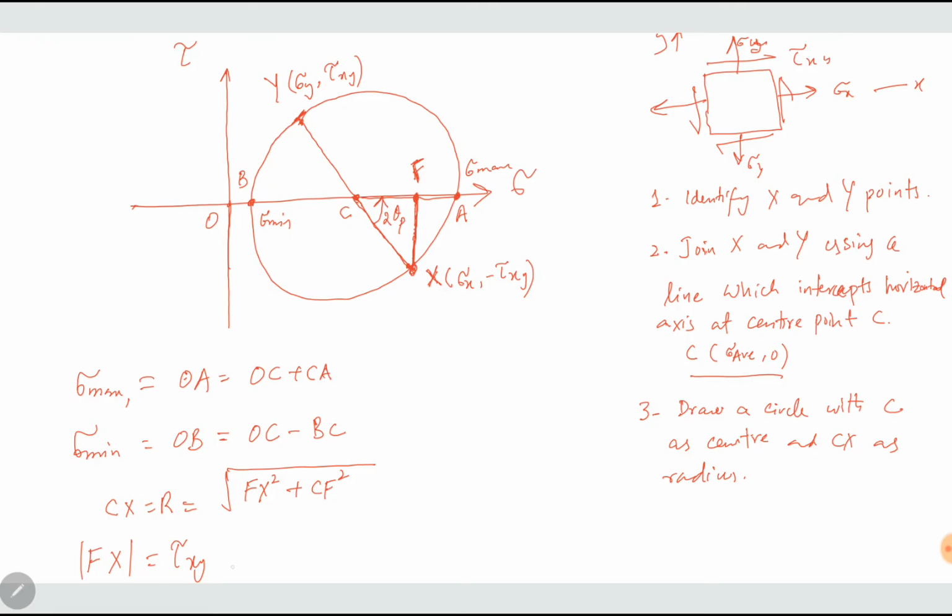And then what is CF? CF is equal to OF minus OC. OC is average, and OF, this point F has horizontal coordinates of sigma x and 0. The sigma x is same as the sigma x because they lie on the same line. That is sigma x minus sigma average. So we can find radius of the circle. Once we know the radius of the circle, we can calculate CA and BC. They both are radius actually. OC is already average stress, average normal stress. And once we have FX and CF sides, we can find theta P.